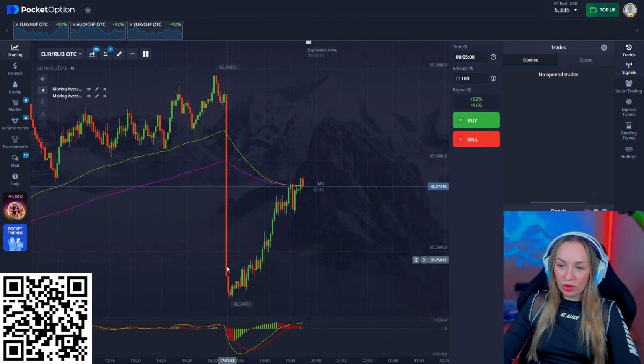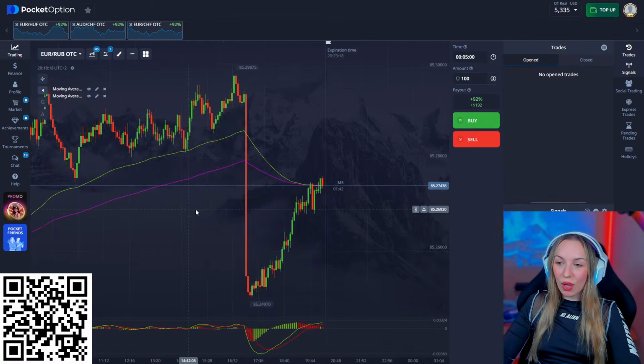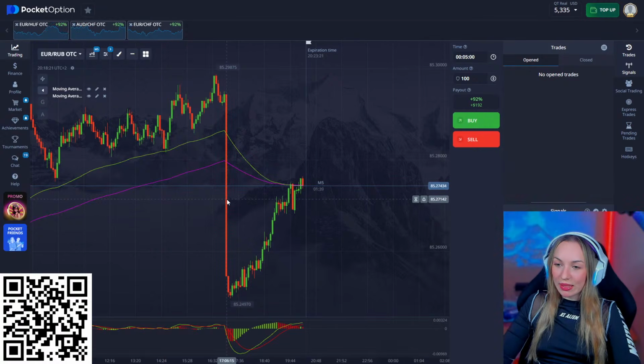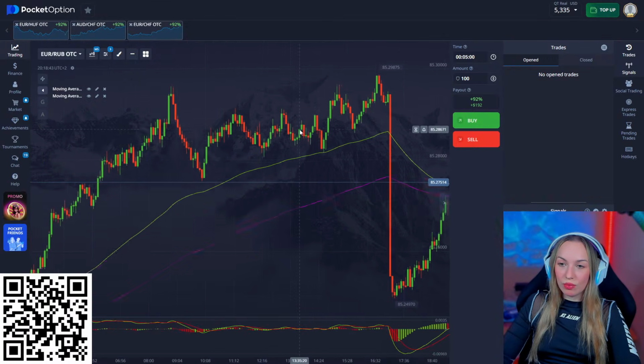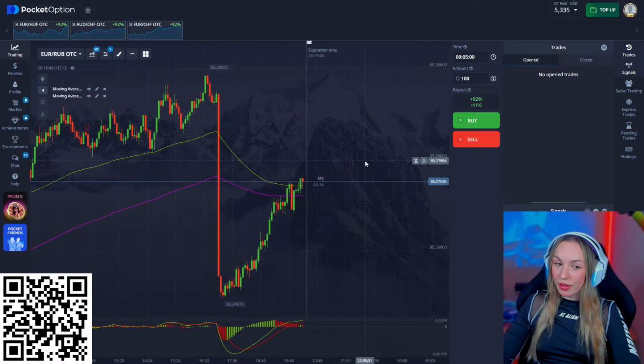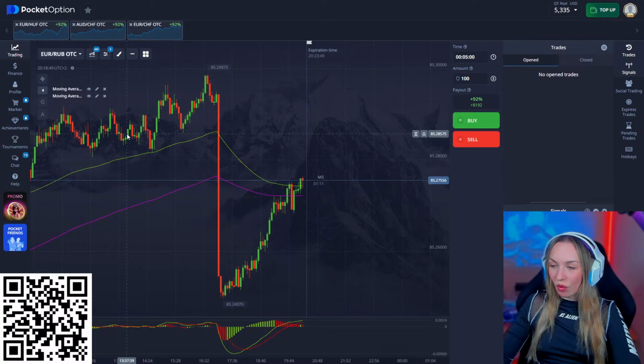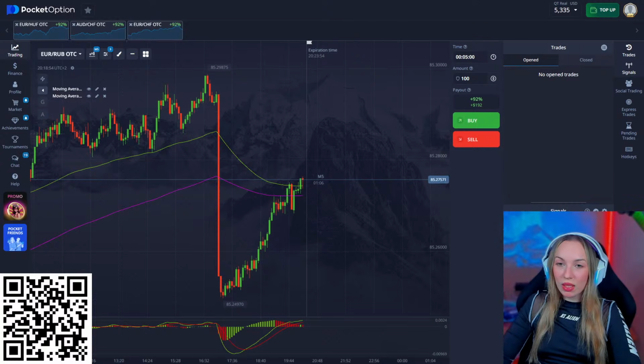Ooh, look at that! The news came out, it seems, on Euro Ruble. Something happened here, maybe something with politics, who knows? The price went so much down, and the price of the euro went so much up, so much down today, and right now the euro tries to return back to the normal levels. So 1 euro is 85 rubles, if you don't know, guys, how the currencies are working.